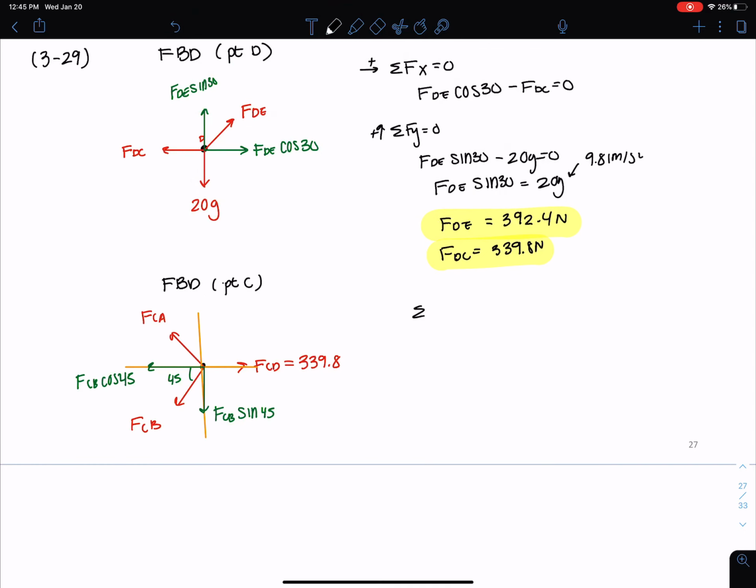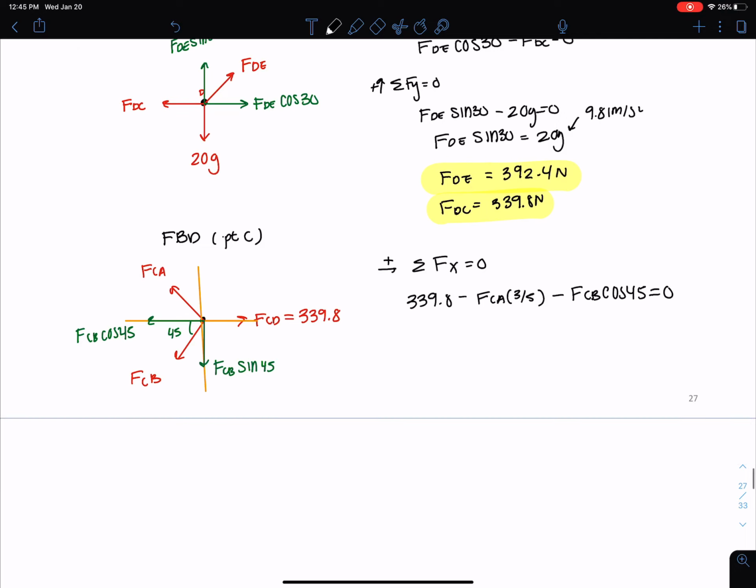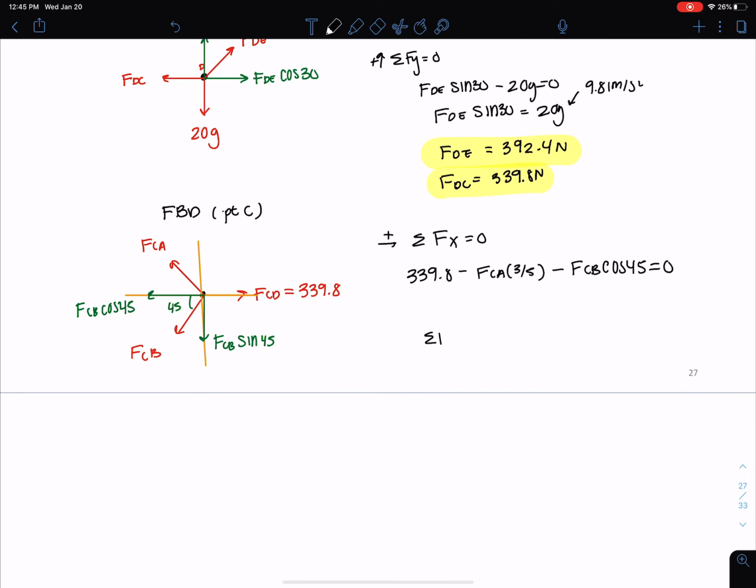So to sum the forces in the x direction, I end up getting 339.8 minus FCA times the 3/5 component minus FCB cosine 45 is 0. Okay, I'm going to leave this like this for now. I can't really do very much because I have 2 unknowns. So before I simplify that further, let me sum forces in the y direction. Up is positive, and I get FCA times the 4/5 component minus FCB sine 45, set equal to 0.